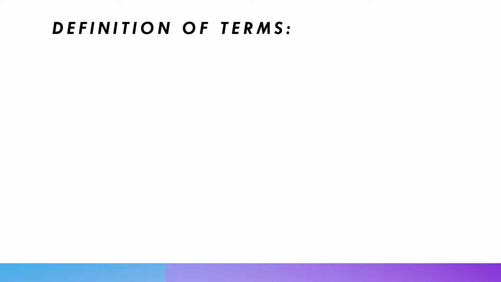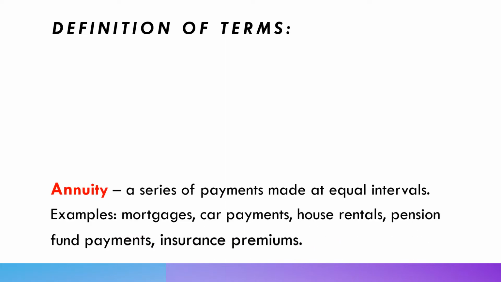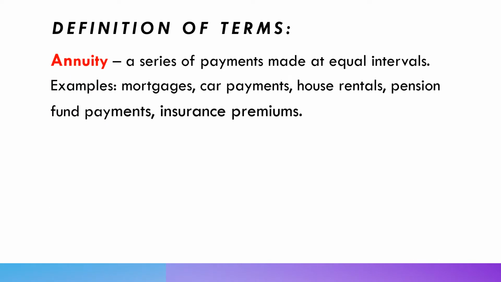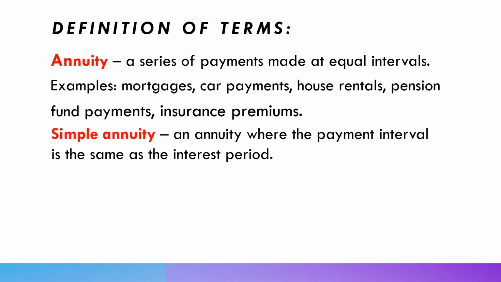Let's discuss the definition of terms involved in this lesson. The first one is the annuity, a series of payments made at equal intervals. Examples of this are the mortgage, car payments, house rentals, pension fund payments, insurance, and insurance premiums. Next is the simple annuity. Simple annuity is where the payment interval is the same as the interest period. We will have an example of this later.